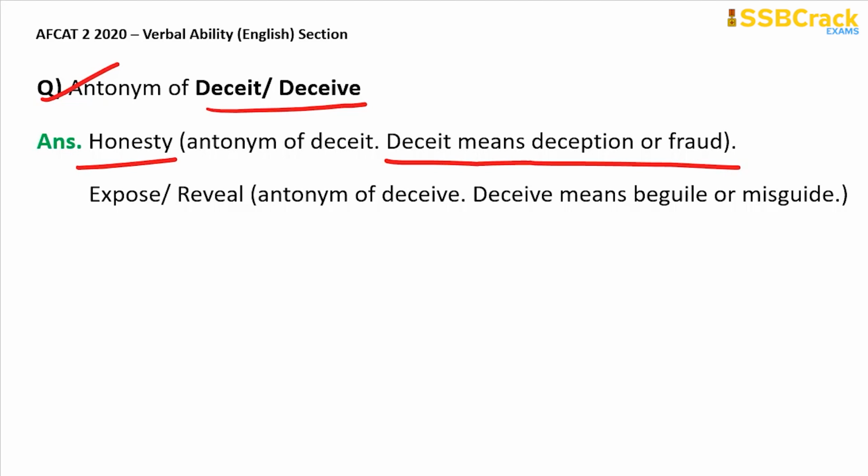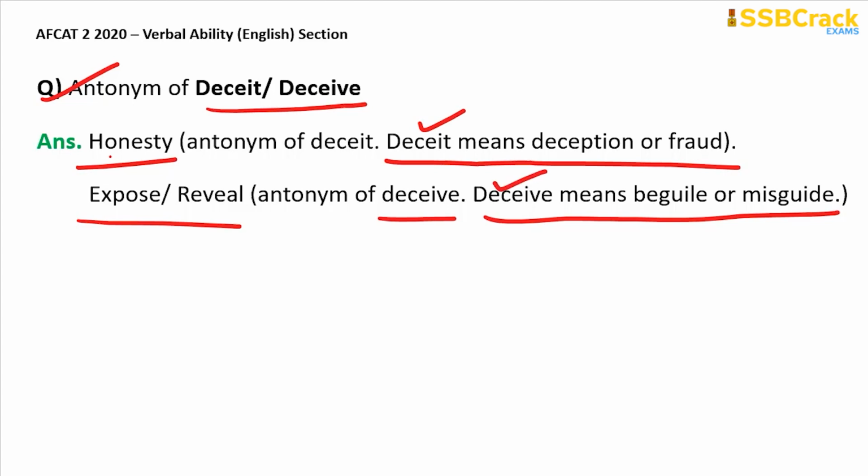Okay, and if the word deceive has come, then deceive means to beguile or to misguide, right? To beguile or to misguide. And the antonym or opposite of deceive or beguile or misguide is to expose or reveal. So if the word has been deceit, the antonym is honesty. If the word is deceive, the antonym is expose or reveal.